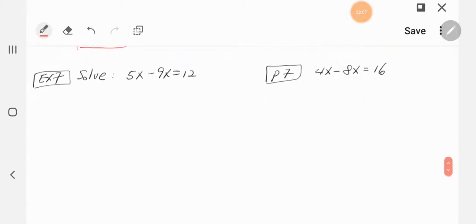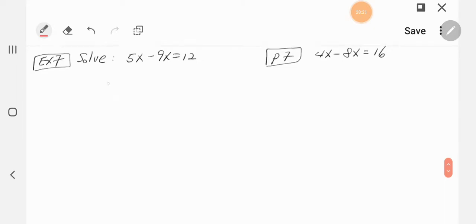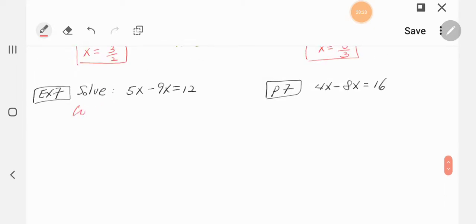All right, how about this one? Now, the left side of the equation has like terms, right? These two are the like terms. What do we do if we have like terms? Combine, right? Combine the like terms. Let me write it down here: combine the like terms. In order to combine the like terms, make sure the like terms are on the same side. Like terms must be on the same side.